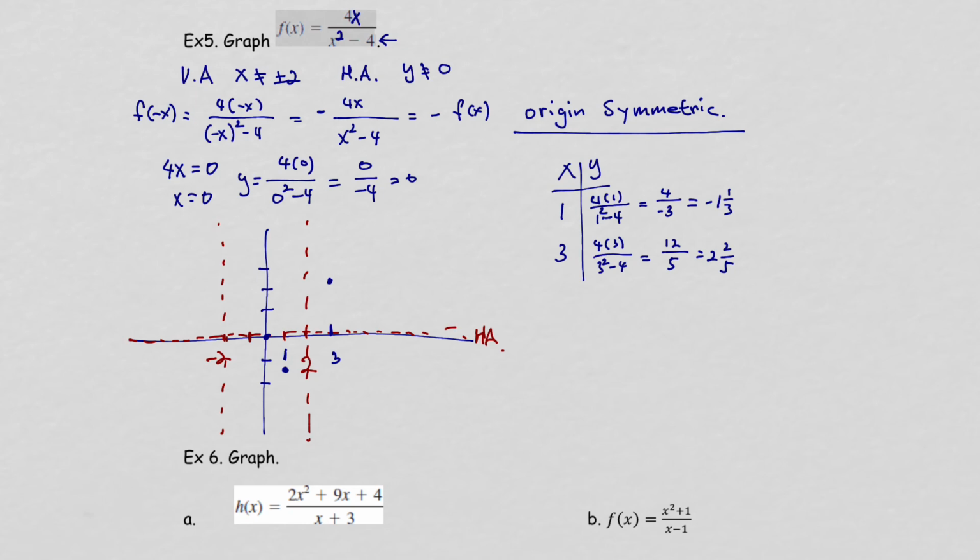Now I can tell my graph should look like this, and with origin symmetry, it should be on this region. Here, this is my graph, and the other side should be on the bottom then, because again, origin symmetry. So that's how you find the graph for your example 5.